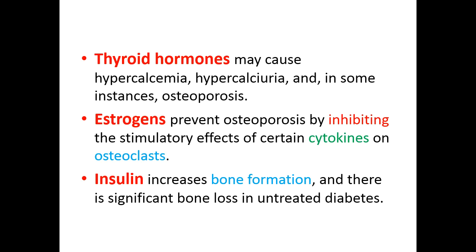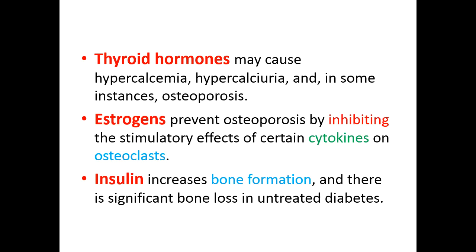Estrogen prevents osteoporosis. Estrogen, which is a female sex hormone, prevents osteoporosis. How? By inhibiting the stimulatory effect of certain cytokines on osteoclasts.